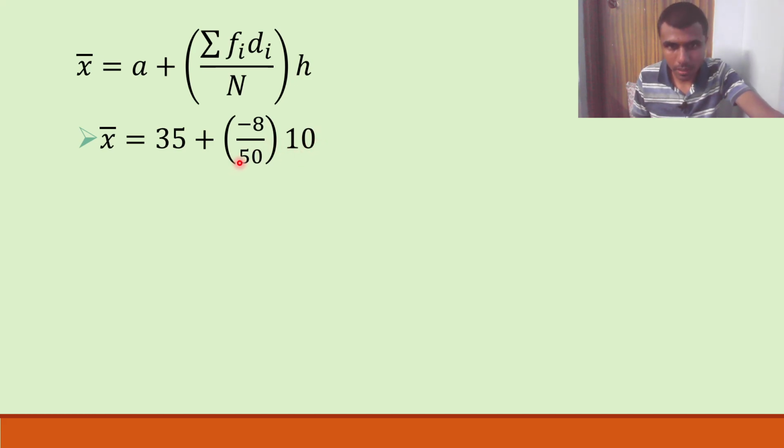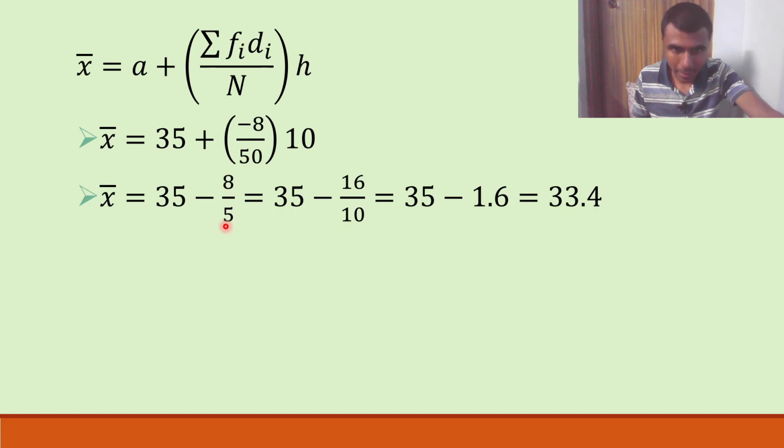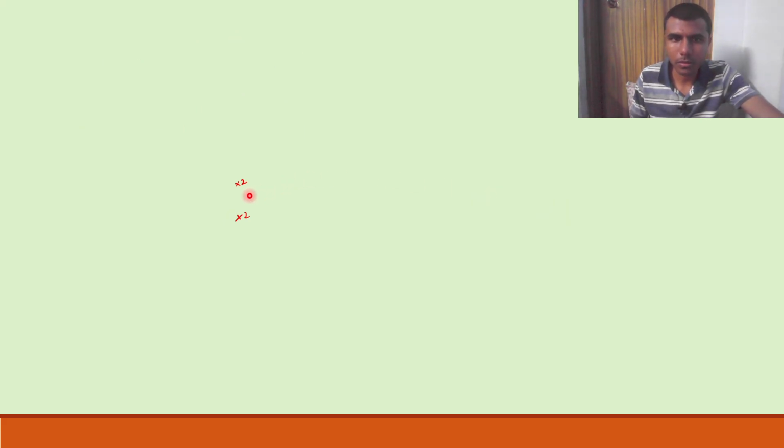So the 10 and 10 cancel. So 35 minus 8 by 5. For 8 by 5, just multiply by 2 on top and bottom. So I get 35 minus 16 by 10, which is nothing but 35 minus 1.6, 33.4. So x bar is 33.4. Okay, fine. So x bar is 33.4. This is what I'm going to use.